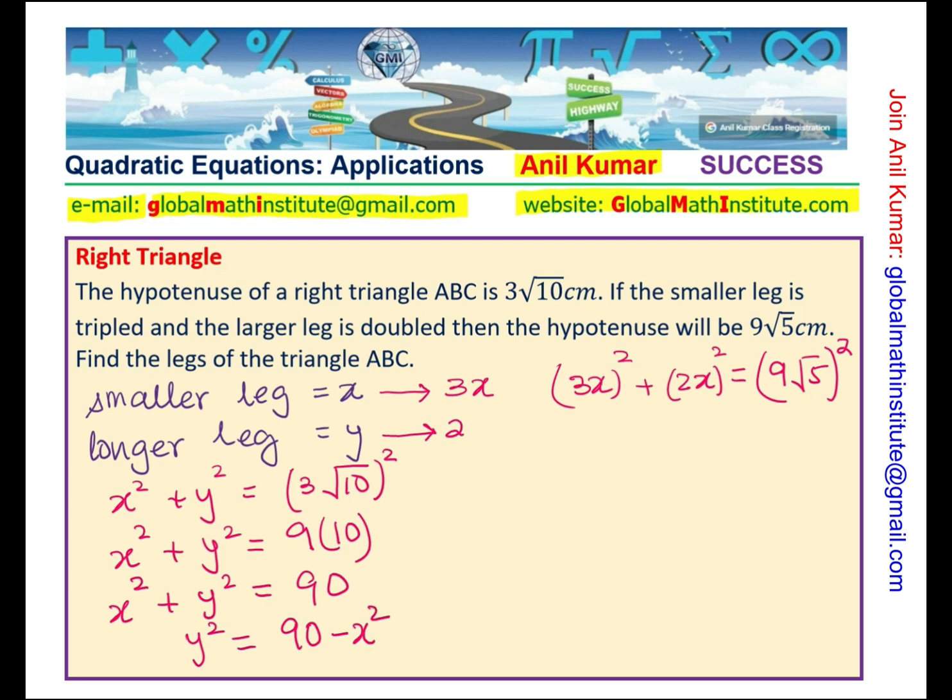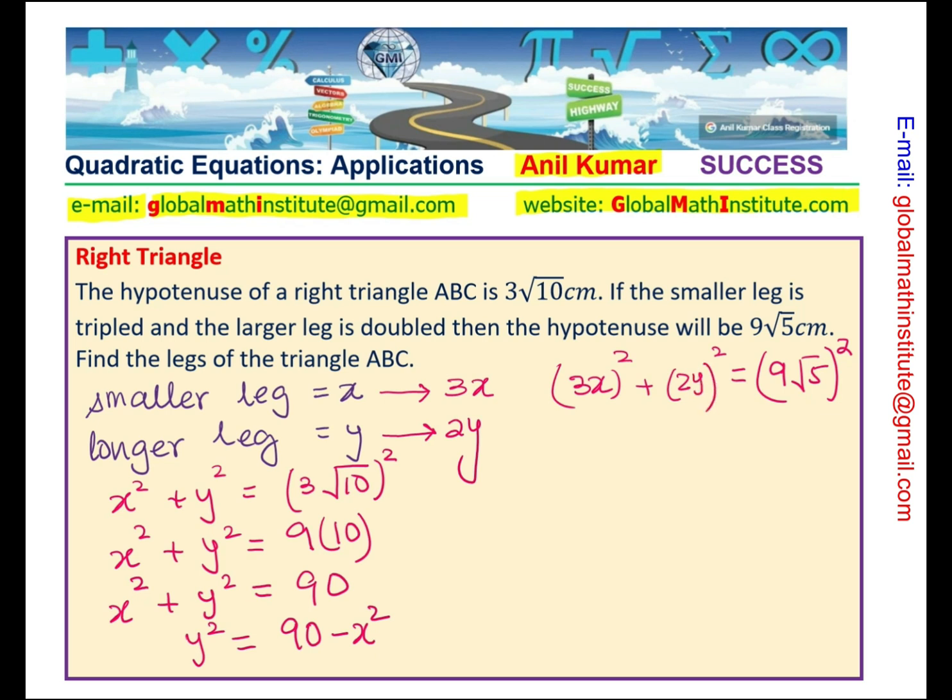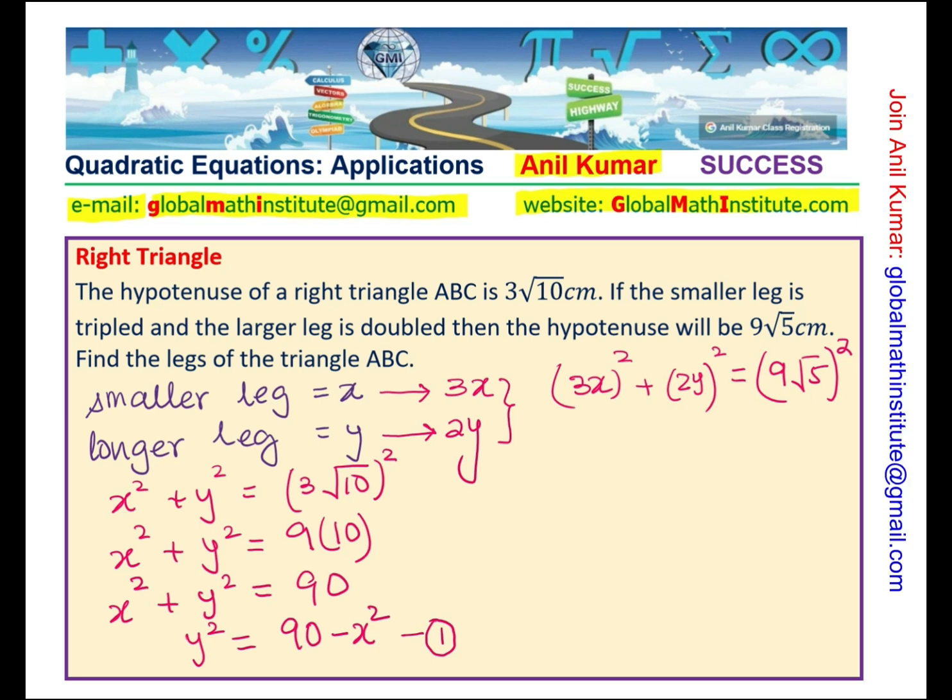Well, here I should have written 2y, because it is the other dimension, right? 2y whole square. Perfect. Now, that gives you a relation between x and y. We'll call this our equation number 1. The other equation, which we got from the new conditions, by increasing the smaller side 3 times and the larger one 2 times, is (3x) whole square plus (2y) whole square becomes (9 square root 5) whole square.